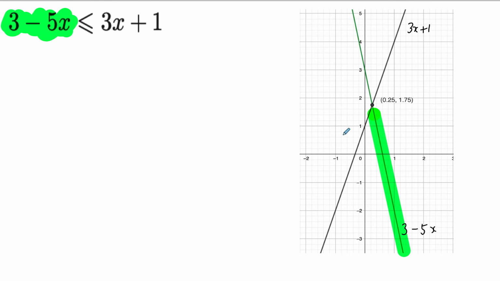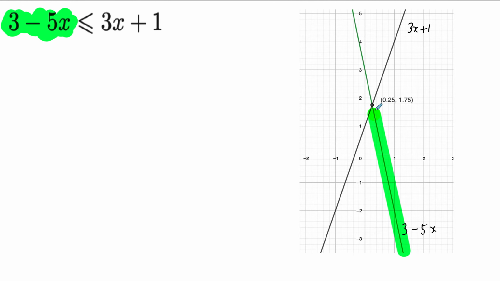Let's look at one specific example. If I substitute 0 into my green function, so my 3 minus 5x, my y value is going to be 3. But if I substitute 0 into my 3x plus 1 function, my y value is 1. And so when x equals 0, this will be 3 and this will be 1, which is not greater than. So 3 is not less than or equal to 1. Any x values from here onwards do not satisfy this inequality.